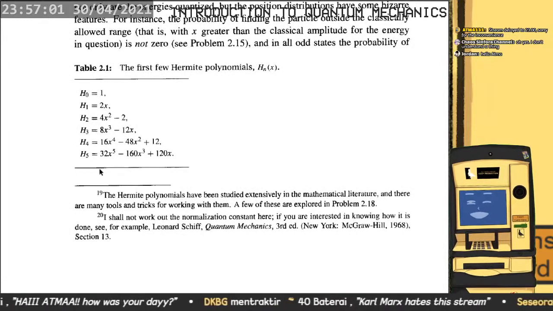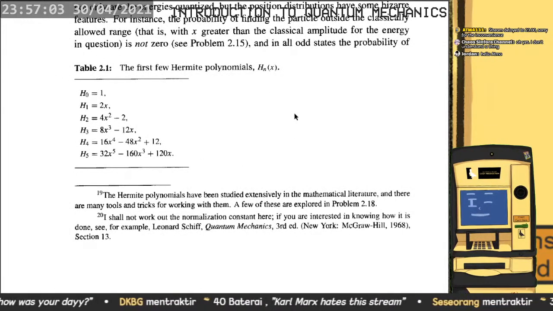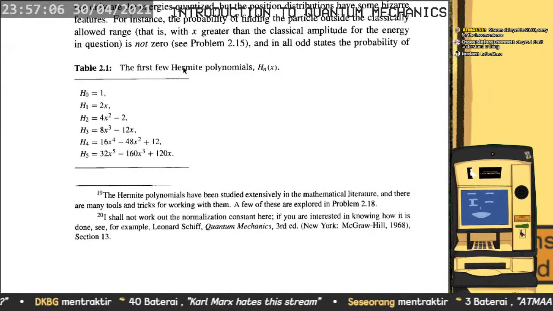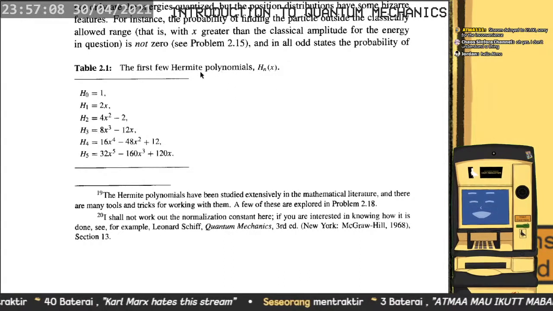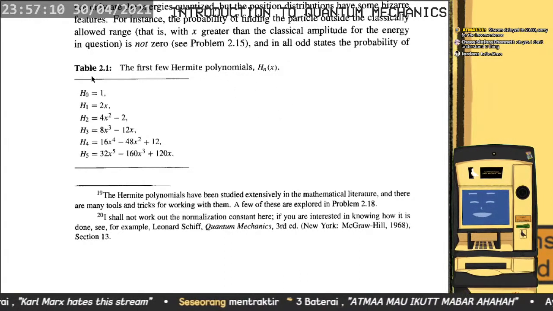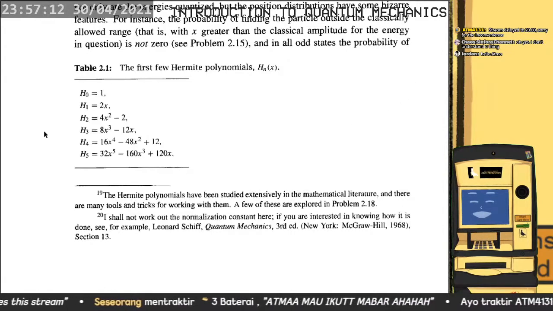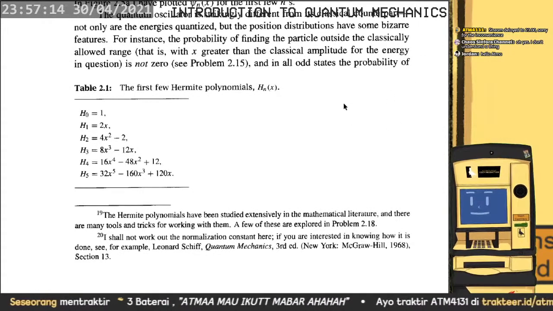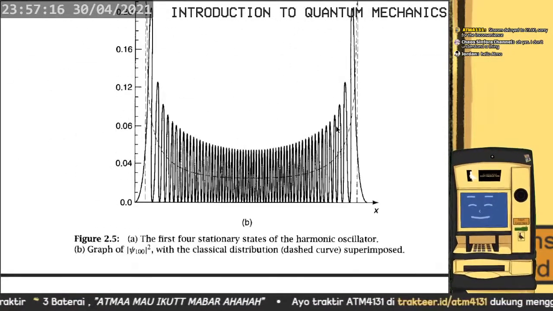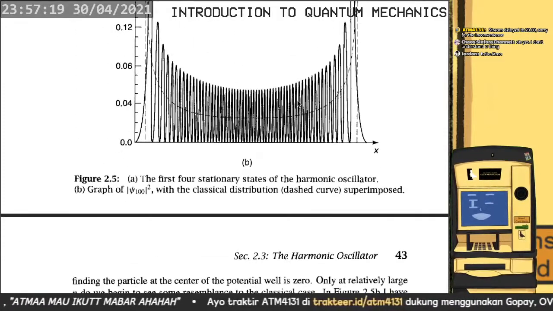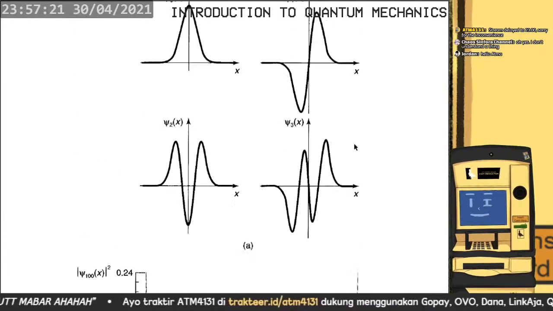Oh, so this is the table, the first few Hermite polynomials. Oh, it's Hermite, not Hermit. Oh, I misread this as Hermit. Well, in truth, it's Hermite. The probability of... Oh my god, this is all graphs. This is all graphs.